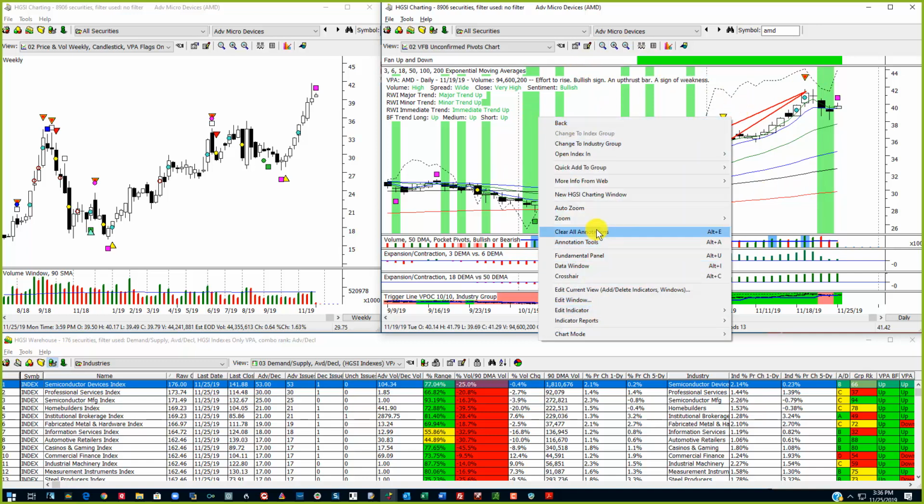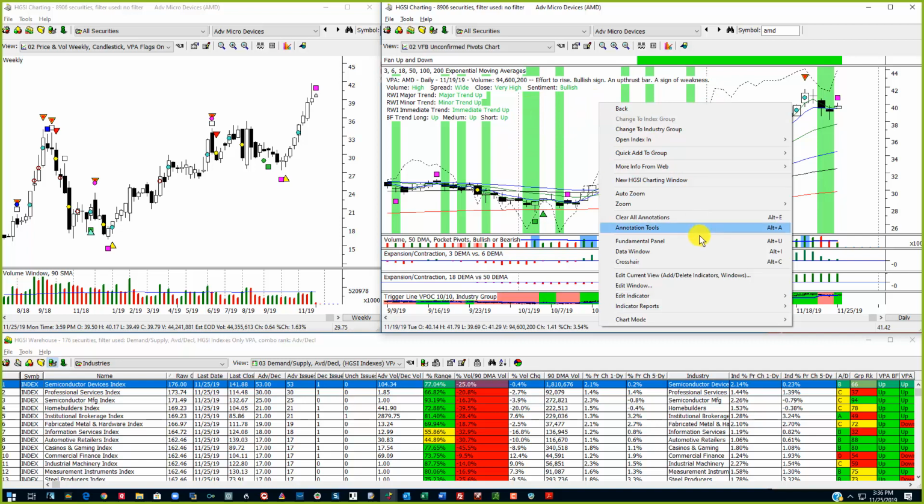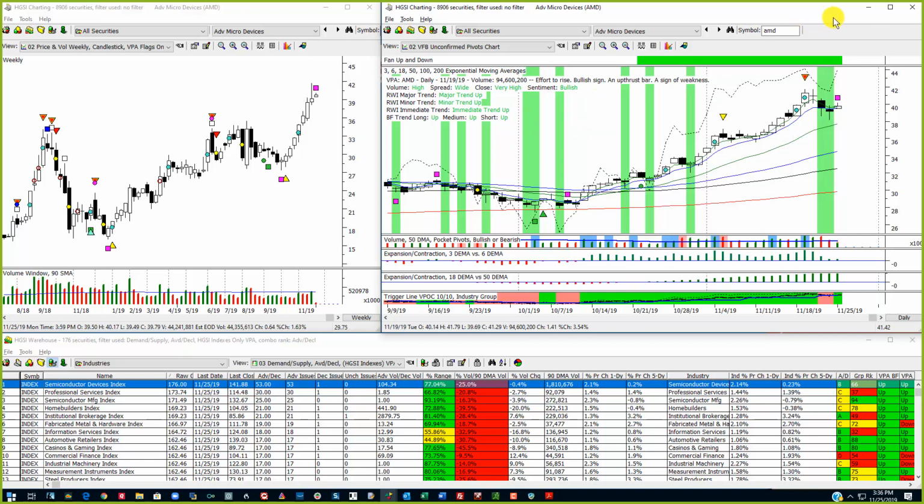I'm going to clear all my annotations. So when I ship these charts, at some point you don't have my annotation. If you ever get charts from me that are marked up and you don't want them, all you have to do is right mouse click or hit Alt+E and that gets rid of all the annotations.